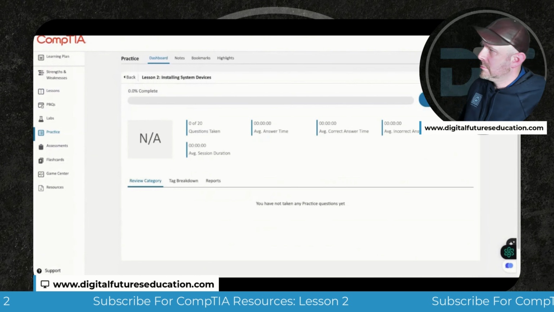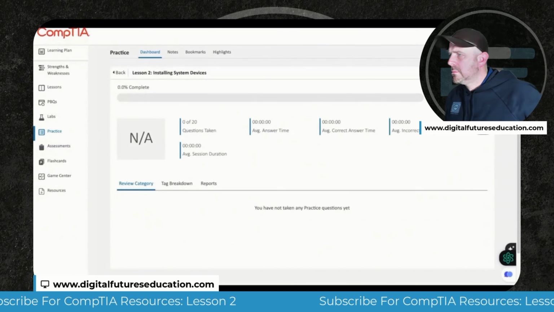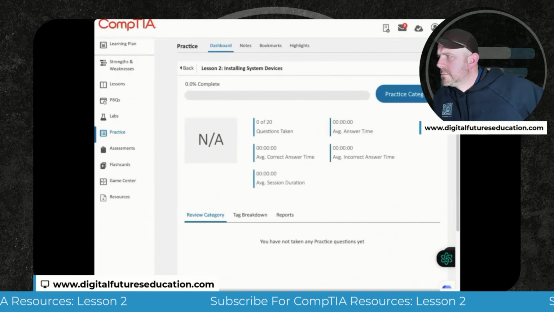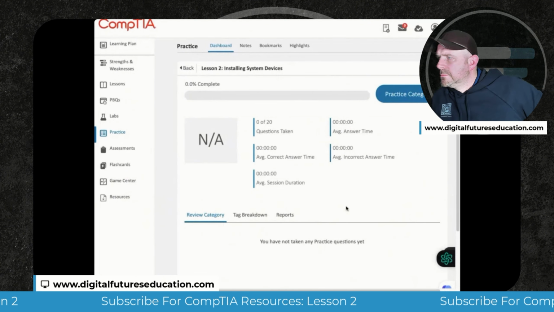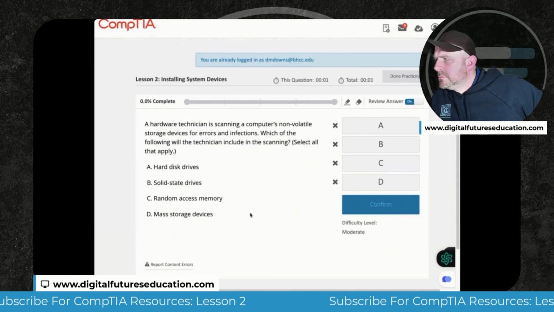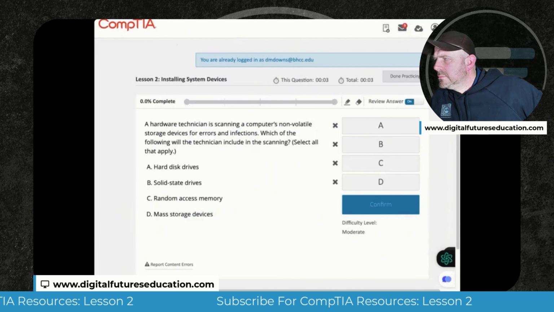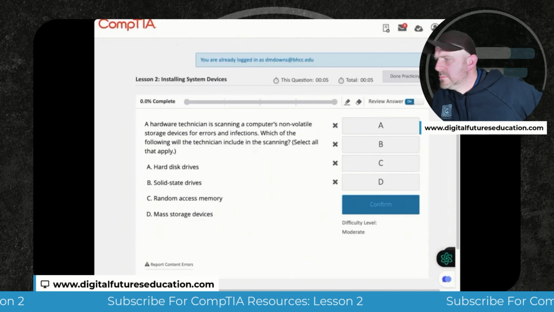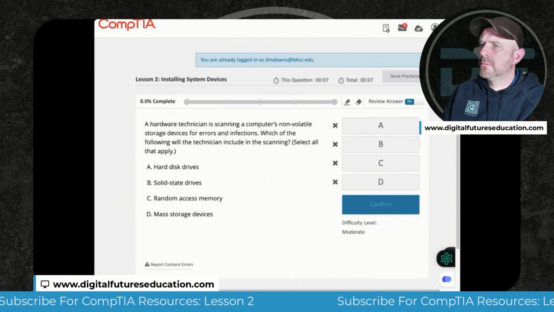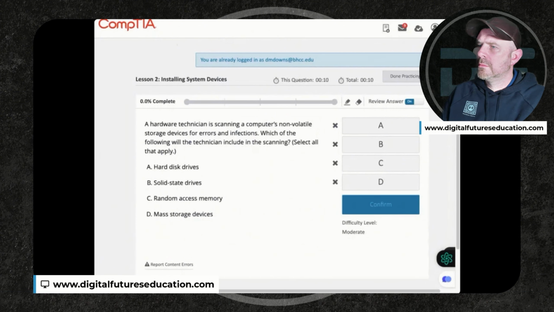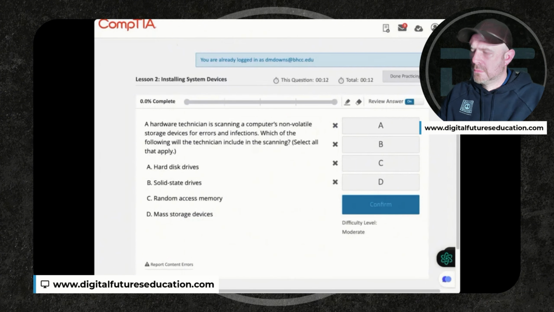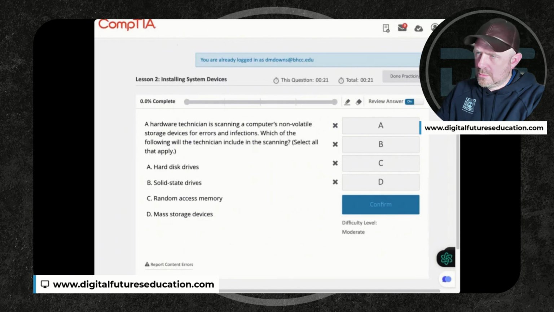Let me pull my window out so I can see your responses in the chat. So, all right, here we go. Practice category. All right. A hardware technician is scanning a computer's non-volatile storage device for errors and infections. Which of the following will the technician include in the scanning? Hard disk, solid state, random, mass storage.